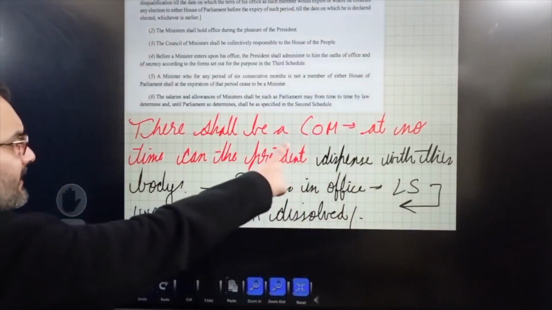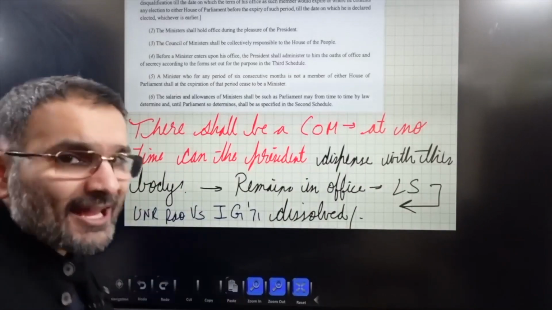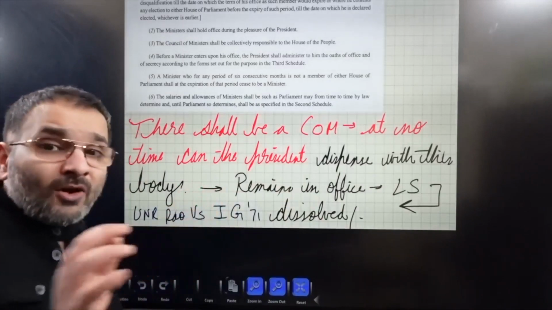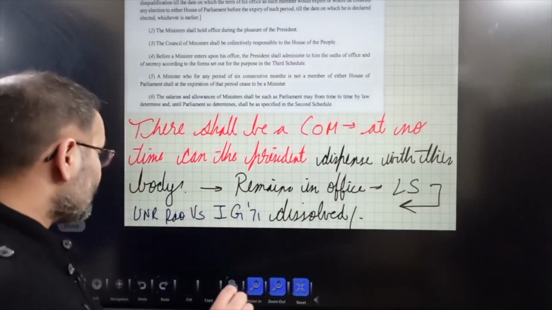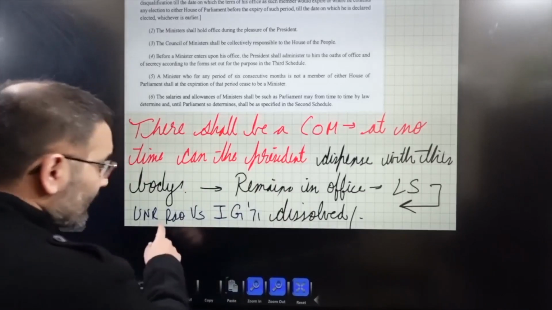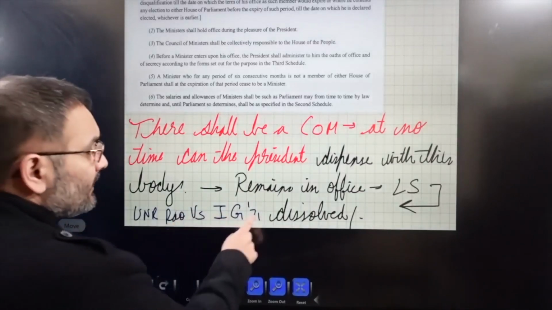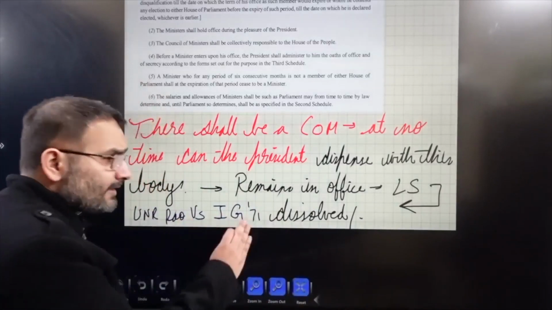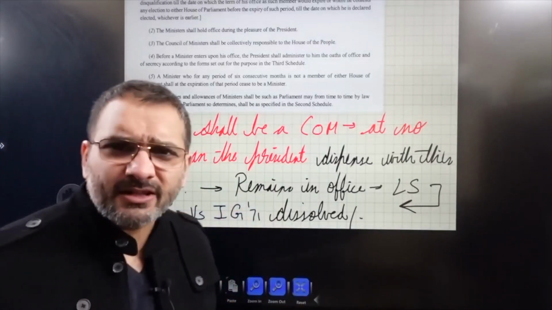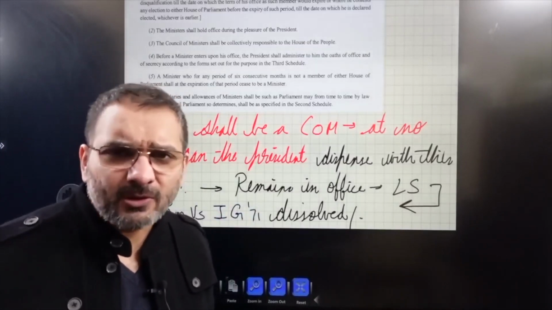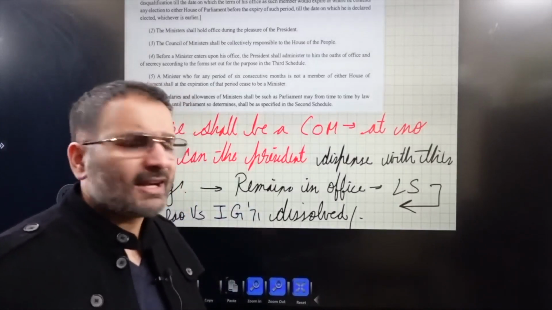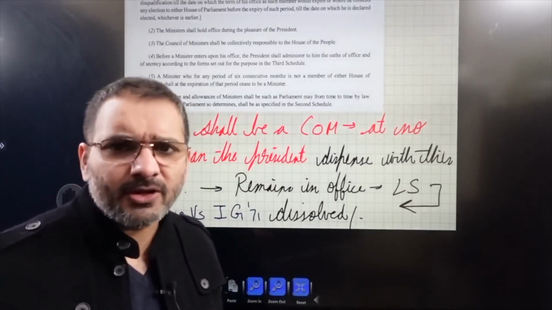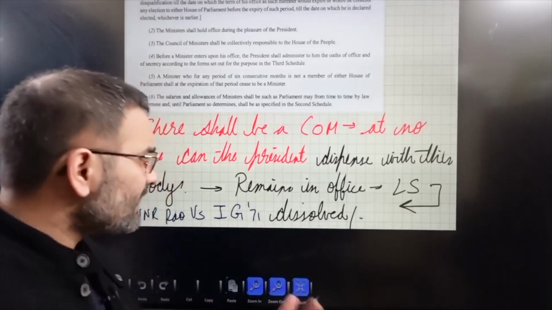There shall be a Council of Ministers. Now, at no time can the President dispense with this body. They remain in office even when the Lok Sabha is dissolved. Write down the case law, UNR Rao versus Indira Gandhi, 1971. In this case, the main contention was: why does a President need a Council of Ministers after the Lok Sabha is dissolved? He can just work with some of his advisors and then wait for the new body of ministers to come in. But the Supreme Court said, no.